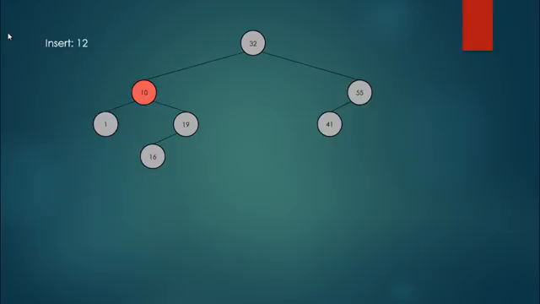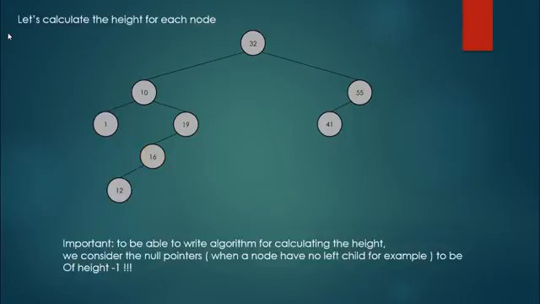The 12 is greater than 20, so we go to the right subtree. 12 is less than 19, so we go to the left. And 12 is less than 16, so we insert another node here to the left. And as I said earlier, we make a single binary search tree insertion. But after this, we have to check whether the AVL properties are met. So we have to calculate the height parameters. So let's calculate the height for each node.